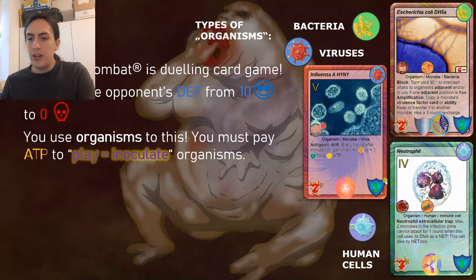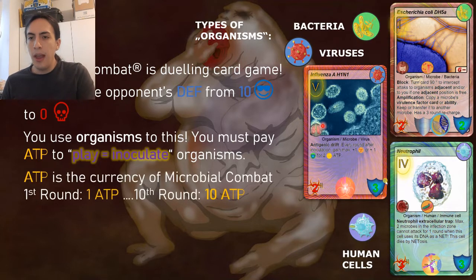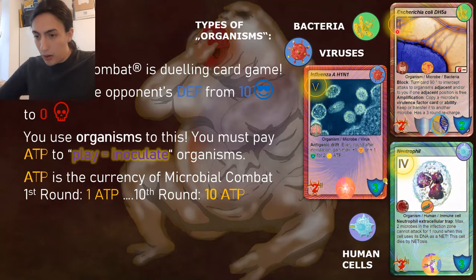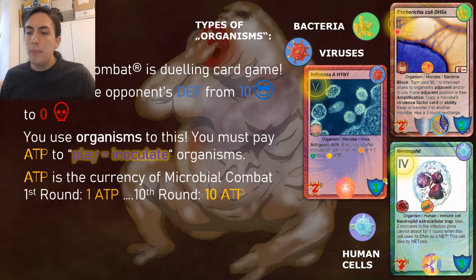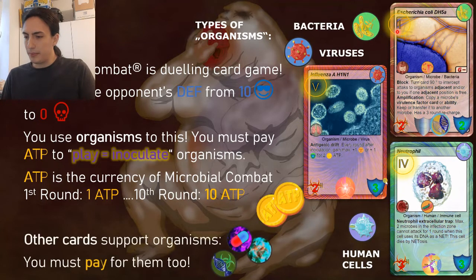So as you see, they have a general layout that is more or less the same. And you see that on the top left of each image, you will see a number, a Roman numeral in gold, which tells you what their ATP inoculation cost is. So this is the price, the number of ATP that you need to pay to inoculate this card, to take it from your hand and put it on the board in your inoculation zone. And we'll explain this further in a minute.